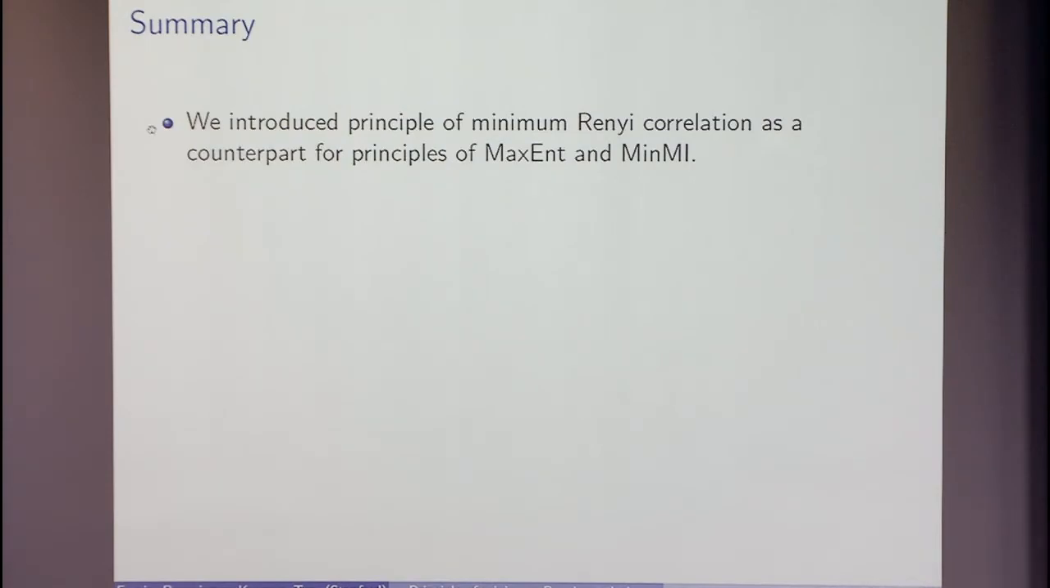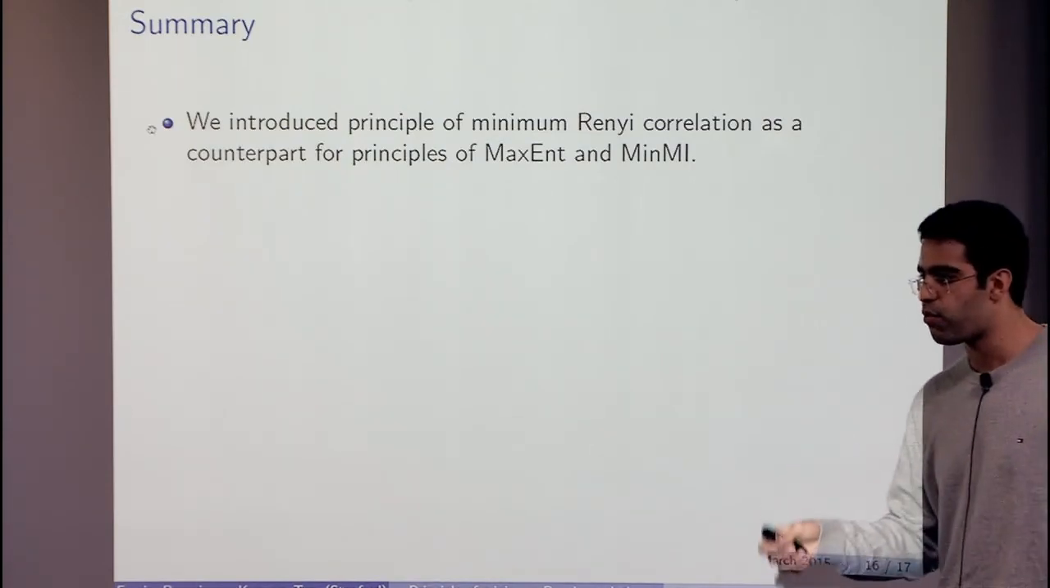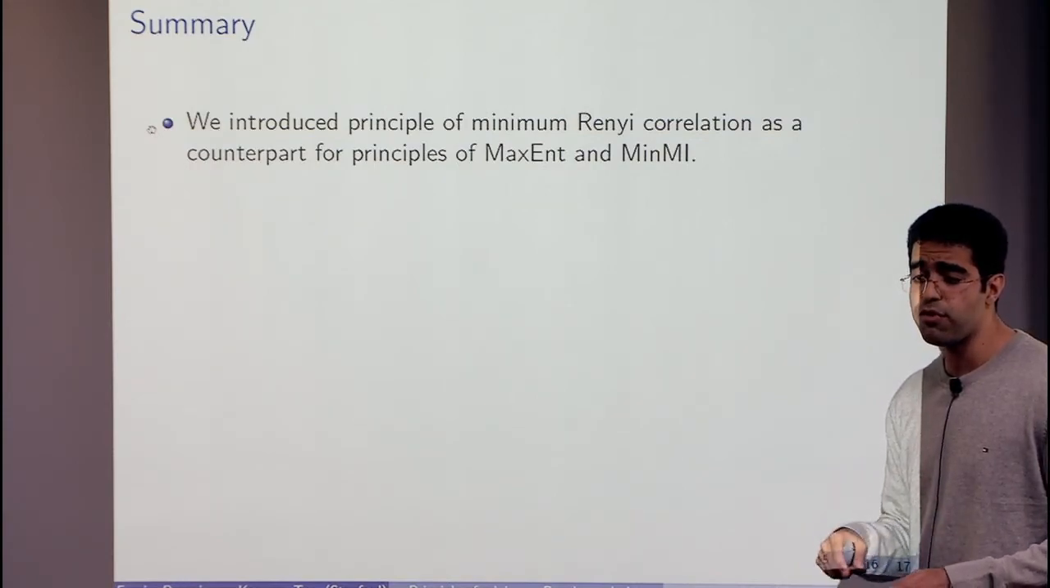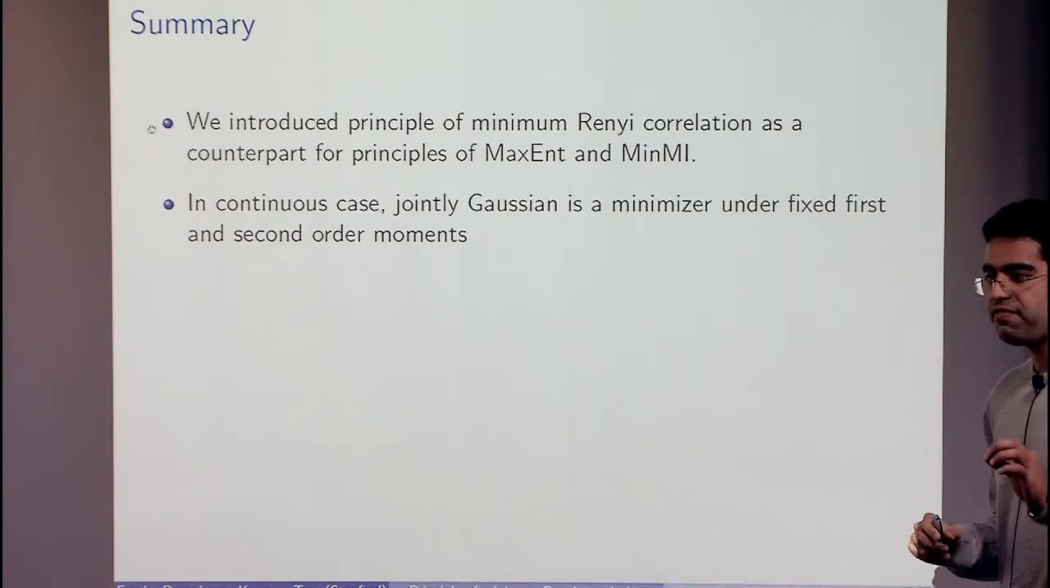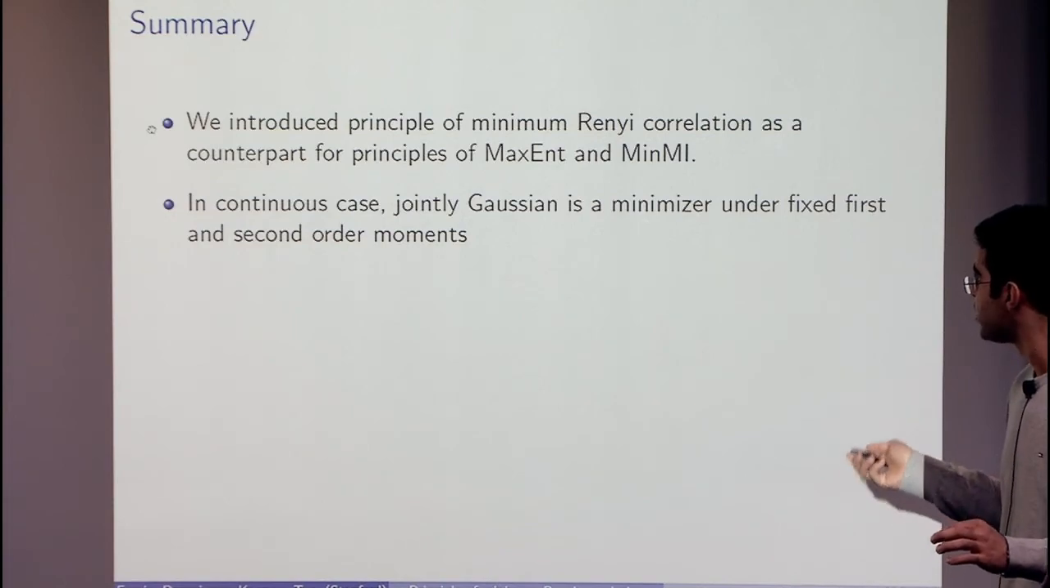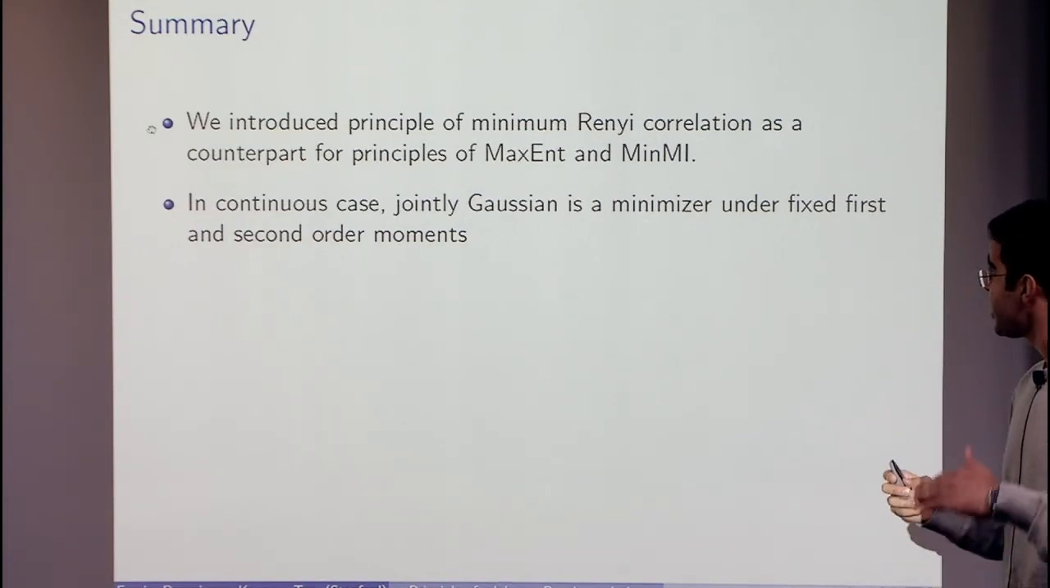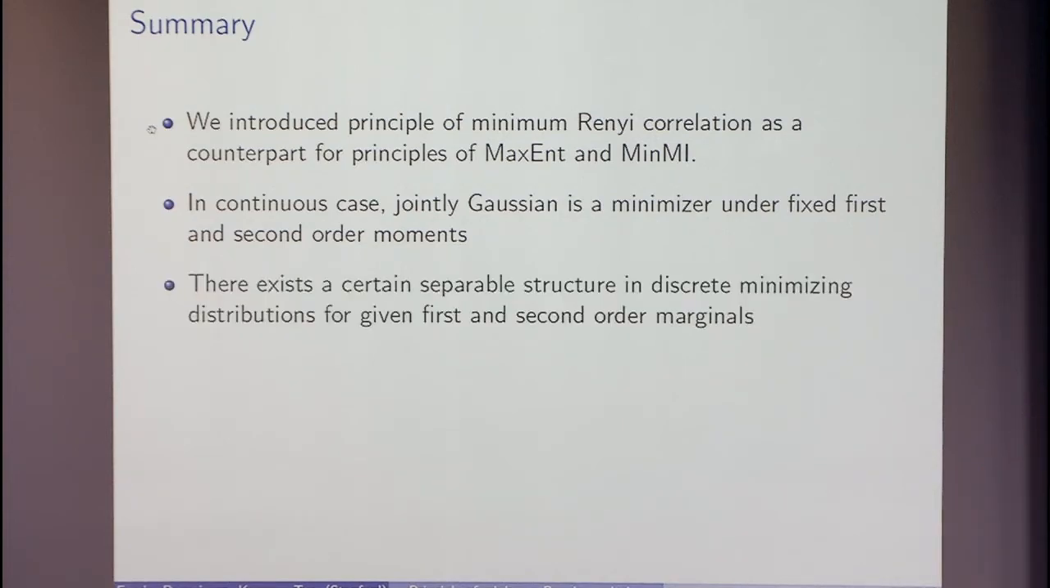So in this talk, I introduced the principle of minimum Renyi correlation as a counterpart for the principle of maximum entropy and the principle of minimum mutual information. We saw that in the continuous case, under fixing first and second order moments, jointly Gaussian is a distribution, and we learned the structure of distribution through that result. Then we went to the discrete case, and we saw that if there exists a separable structure in the distribution minimizing Renyi correlation, then that separable structure distribution would be a minimizer distribution under the class that we fix first and second order marginals.